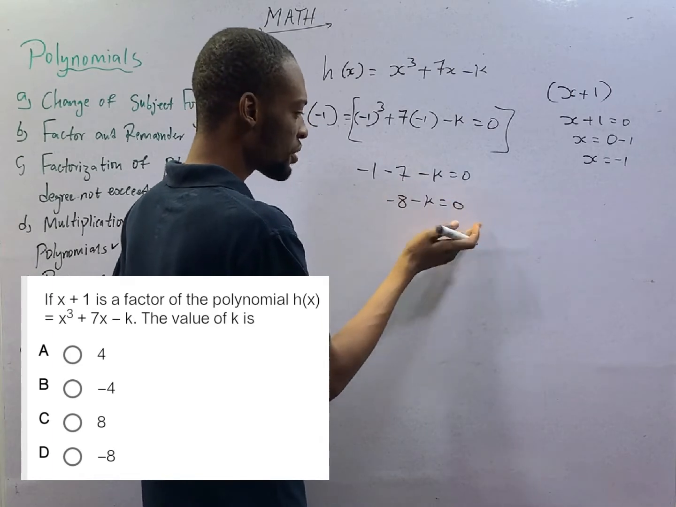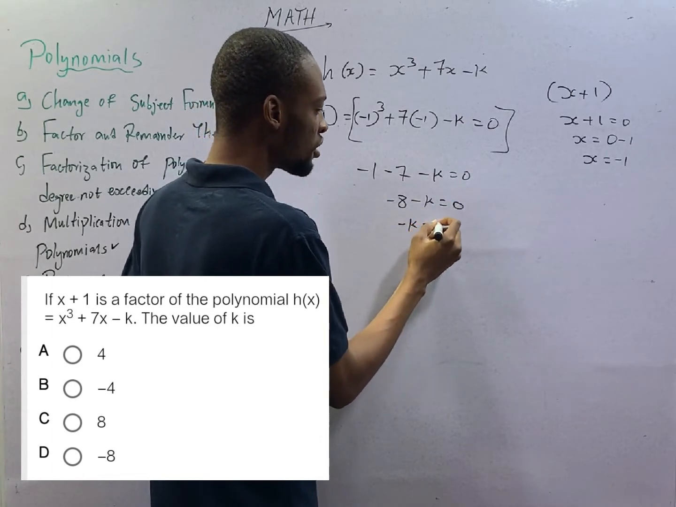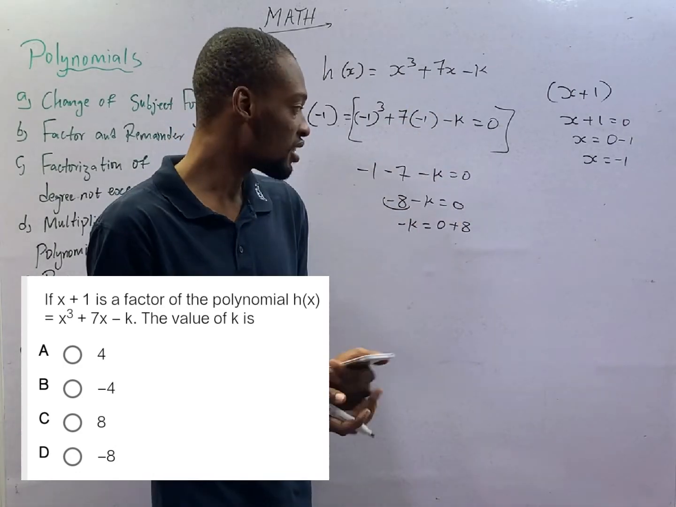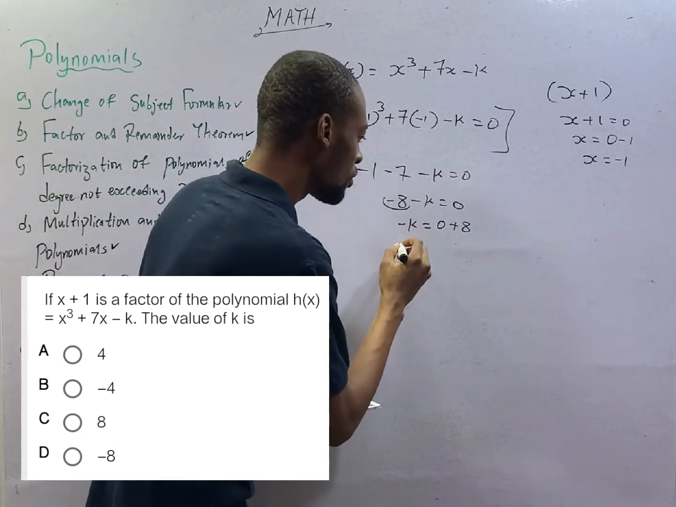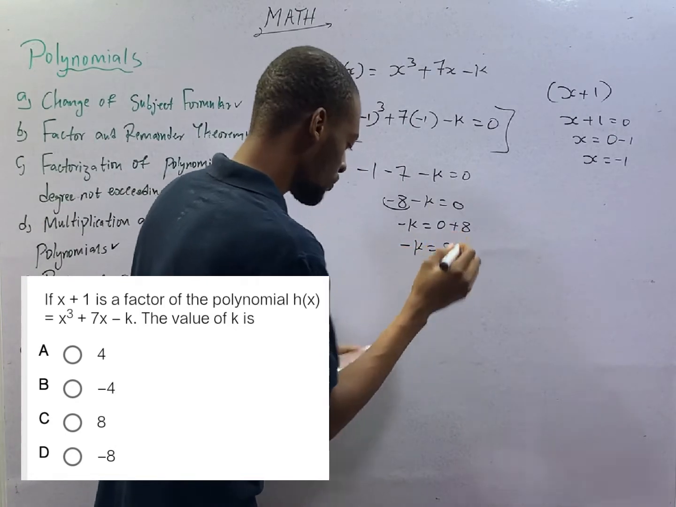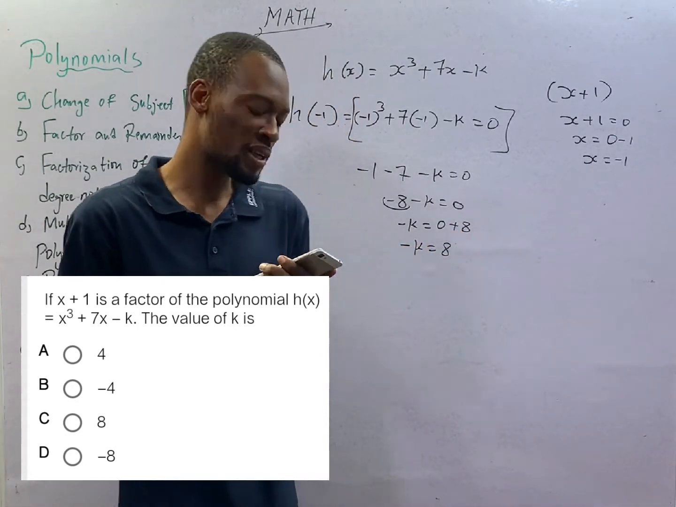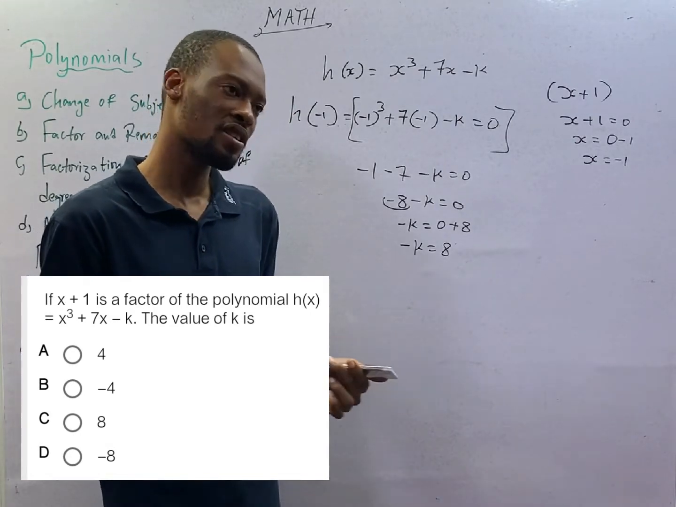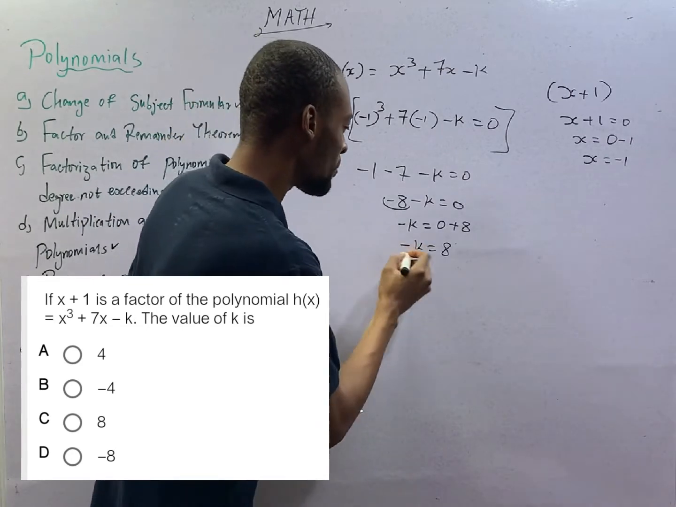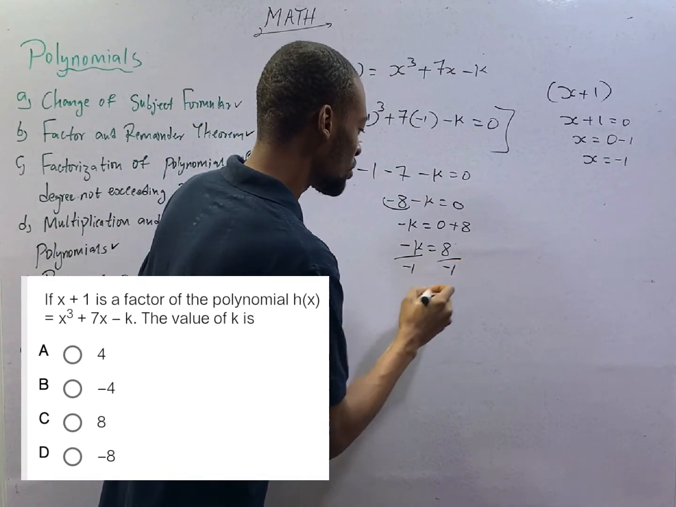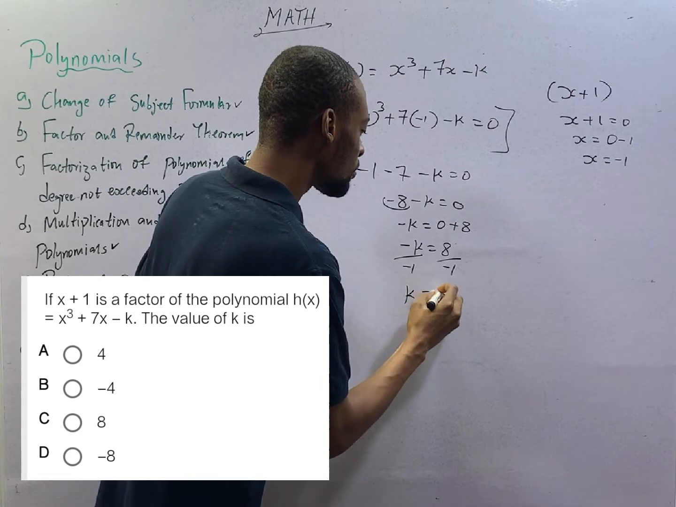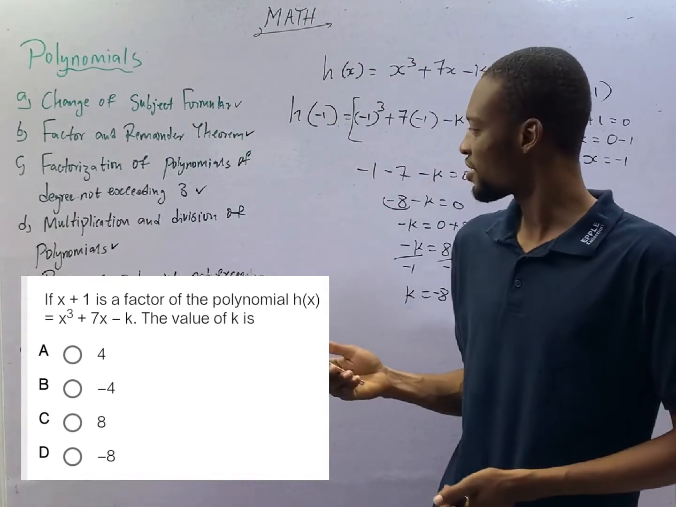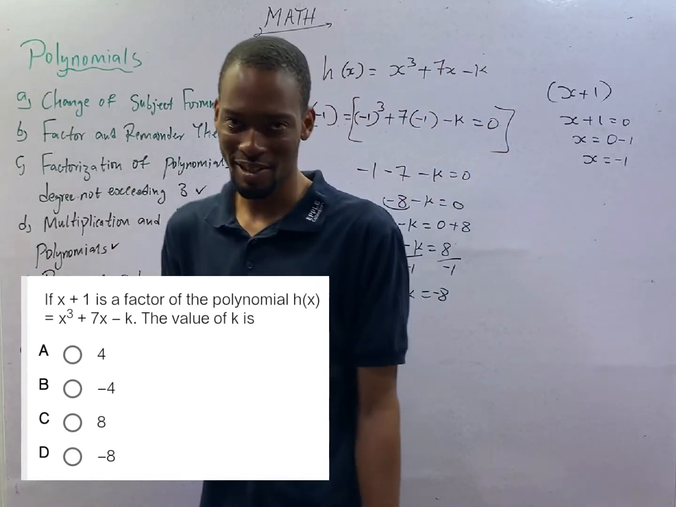Collecting like terms, minus k will be 0 plus 8, because as minus 8 moves to the other side, it becomes plus 8. Therefore, minus k is equals 8. We are not looking for the value of minus k. We are looking for the value of k. To get that, we divide both sides by minus 1. So k becomes minus 8. The value of k is minus 8 and not 8. That is it, ladies and gentlemen.